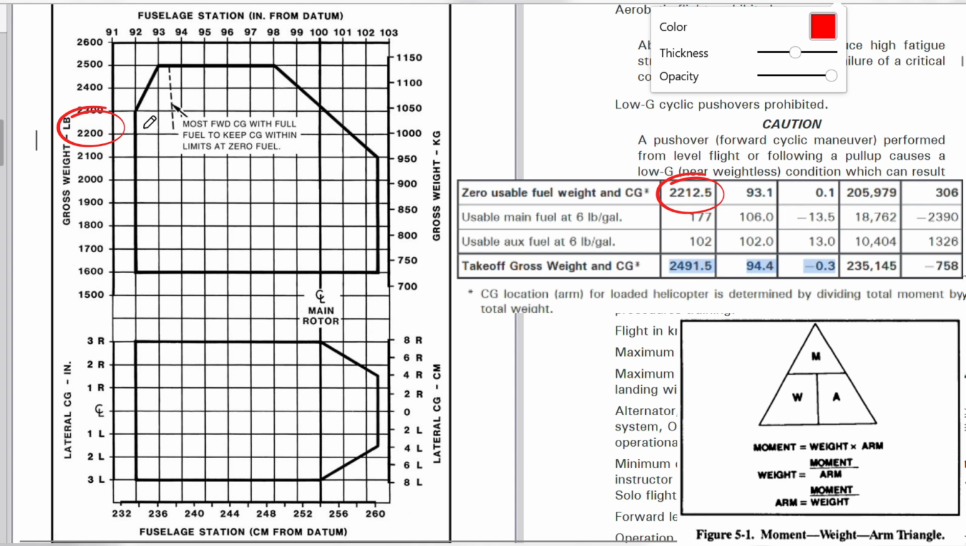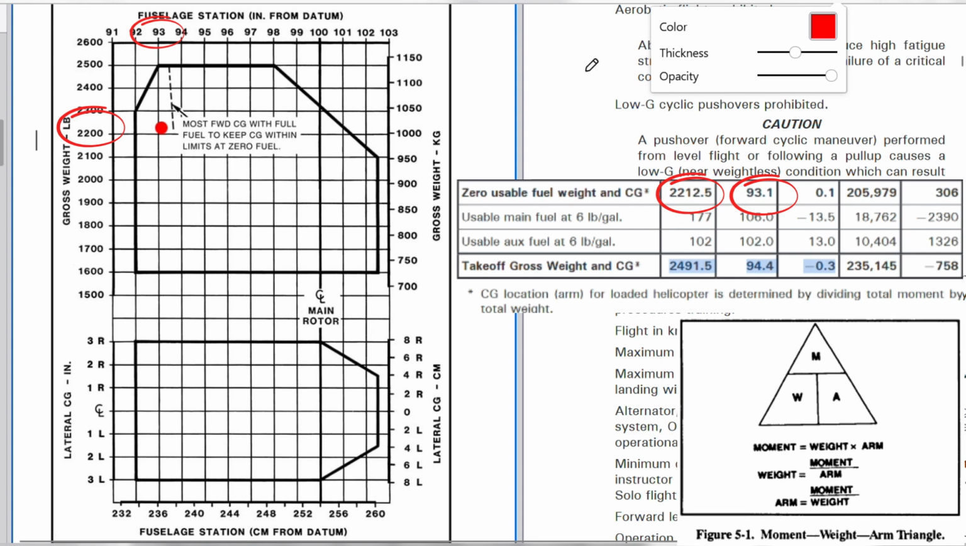Now we look at the top scale. At the top, we have from 91 to 103, and this is our longitudinal value. We're going to find our longitudinal value that we calculated, which was 93.1. So if we go up here, we find 93, and we're just slightly ahead of 93.1. We're just slightly above 2200, just slightly to the right of 93, and we can add a little dot there. That's going to indicate where our empty weight with no fuel on board is located.